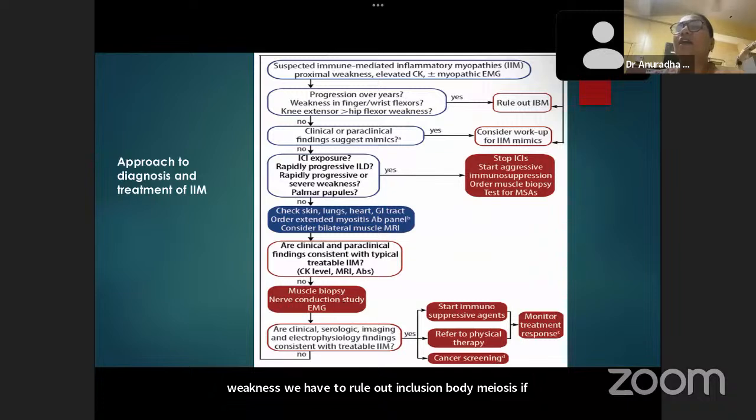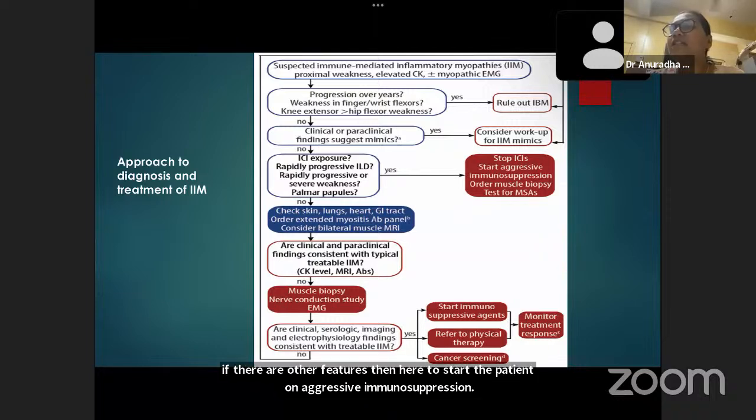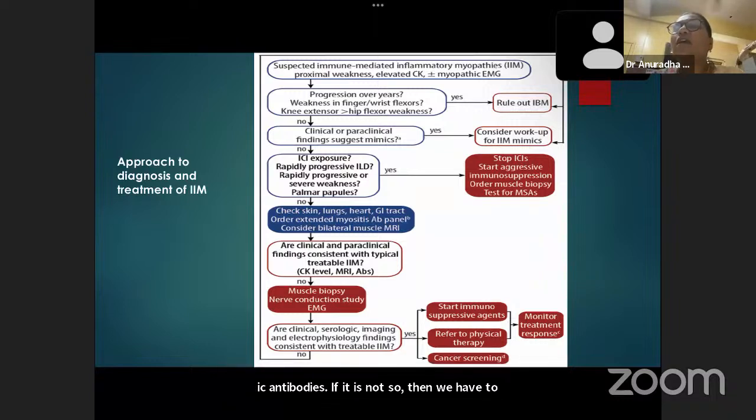If they are not there, then we have to see whether there is immune checkpoint inhibitor exposure, rapidly progressive ILD, rapidly progressive or severe weakness, and skin changes. If yes, then we have to stop the immune checkpoint inhibitors if the patient is exposed, and if there are other features, we start the patient on aggressive immunosuppression, order a muscle biopsy, and test for myositis specific antibodies. If it is not so, then we look at skin changes, lung, heart, GI, order the extended myositis antibody panel, and consider MRI muscle.